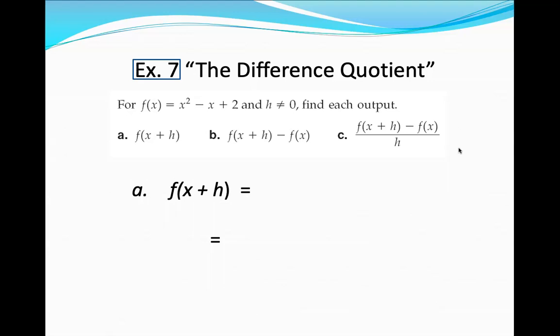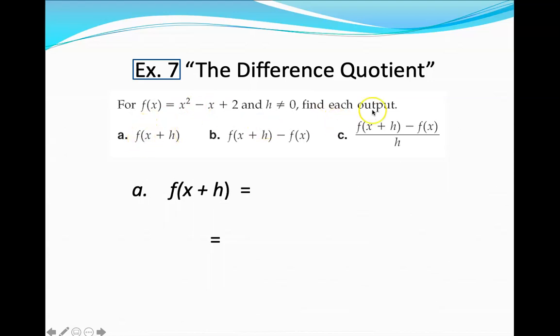I just want you to get used to the algebra part of it so that when we talk about limits, I can show you how to use the difference quotient to find that. So we can do this all in one shot if you want, but I think most people are going to find it's easier to start piece by piece. So here's my f of x.